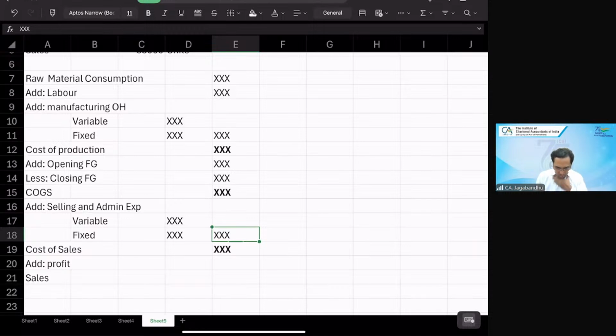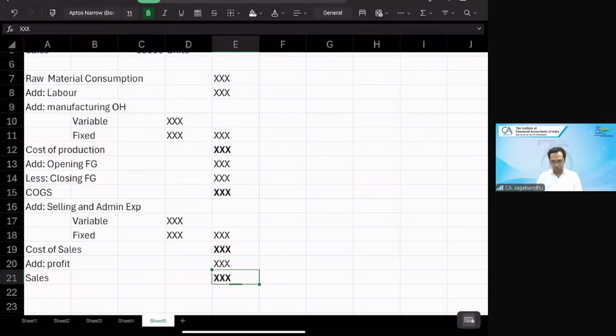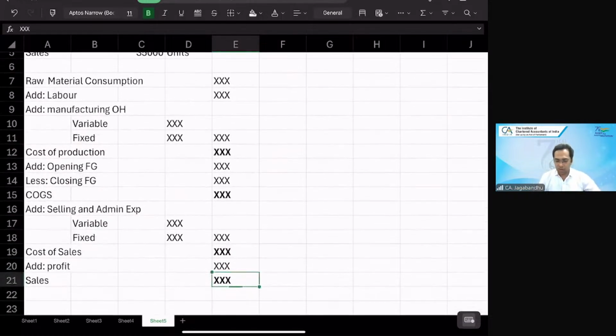And then you have the cost of sales. You add profit to it. And then the sales, right? So that's your typical cost structure which you're supposed to be preparing, right? So first take it down in your books, guys. Take down this format, and then you just have to fill it up using the data.